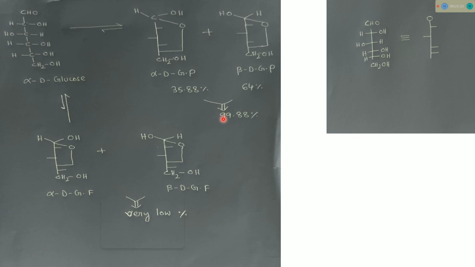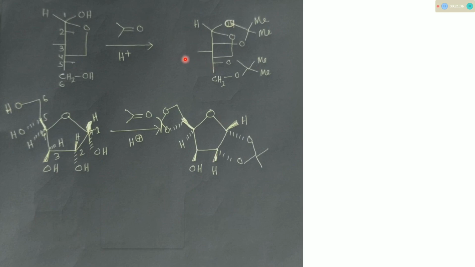That's all for today. I wanted to mention that there are many reactions of glucose. Acetone is used for blocking the cis diol. So first we have to block these four hydroxyl groups, and then there are many reactions after blocking. In our upcoming video, I will show you all the types of reactions after blocking this diol, what different types of reactions we can perform on this bisketal.